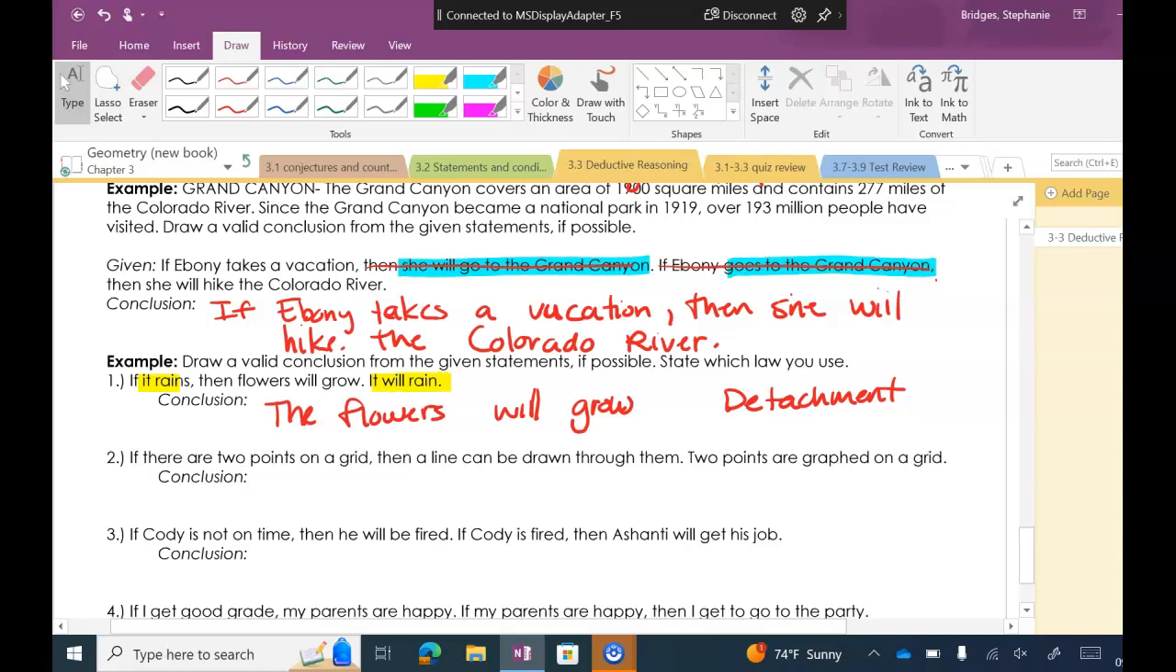If there are 2 points on a grid, then a line can be drawn through them. Then it tells me that 2 points are graphed on a grid. Did I repeat my hypothesis basically? Yes. So should I be able to make a valid conclusion? Yes. What would that valid conclusion be about those points that are graphed on a grid? Exactly. That's all you need to write: a line can be drawn through them.